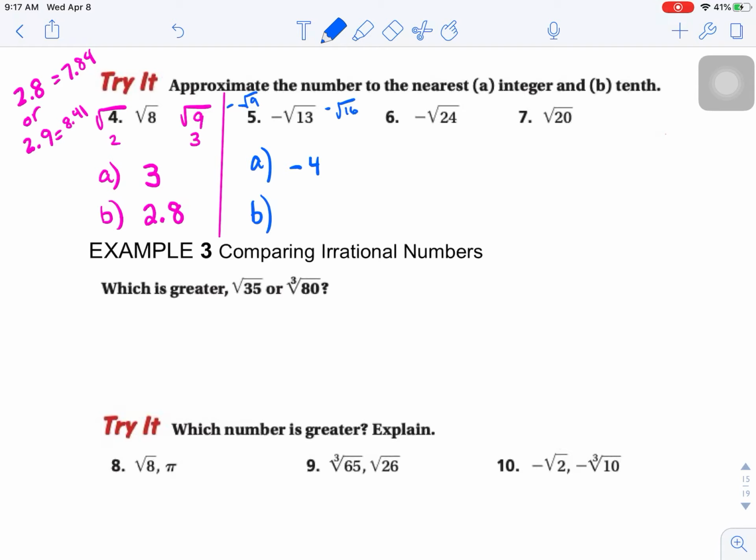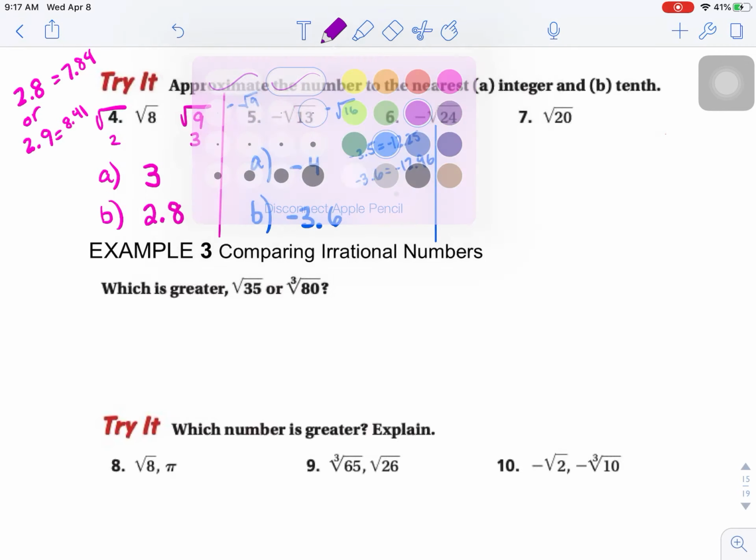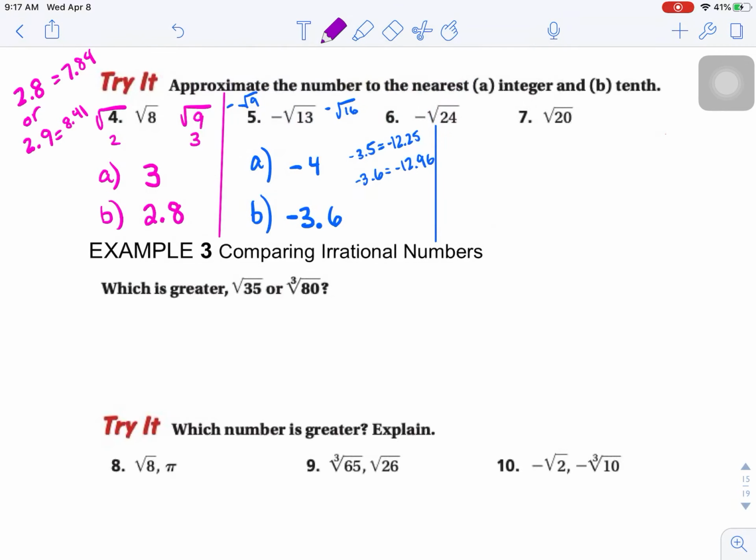let's see, 3.5 would give me 12.25, 3.6 gives me 12.96. So obviously that one's the closest. So negative 3.6 would be our answer there. All right, negative square root of 24.